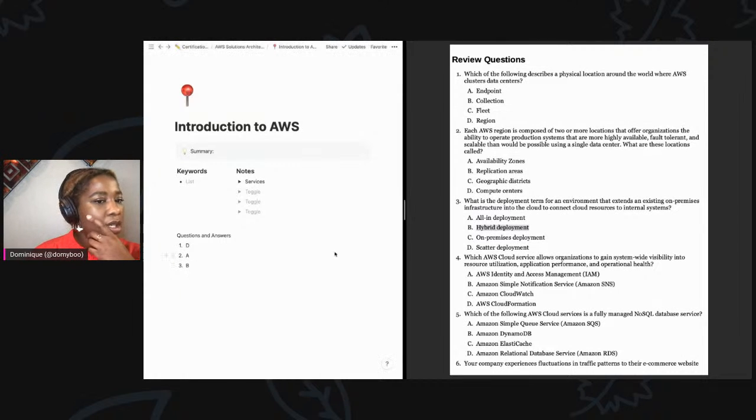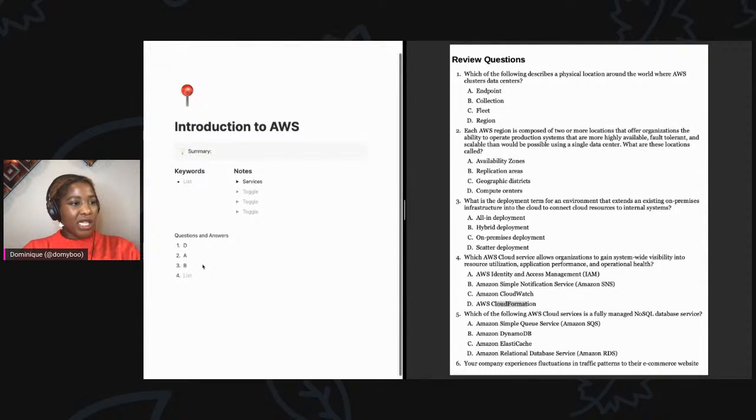Number 4. Which AWS cloud service allows organizations to gain system-wide visibility into resources, application performance, and operation health? You have IAM, Simple Notification Service, CloudWatch, CloudFormation. If I'm not mistaken, it is CloudWatch, which I think is their equivalent of visibility logging. I believe so. This is why you need to go over the services.